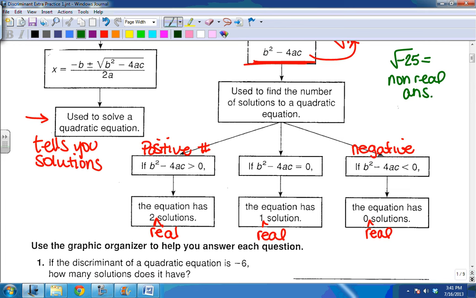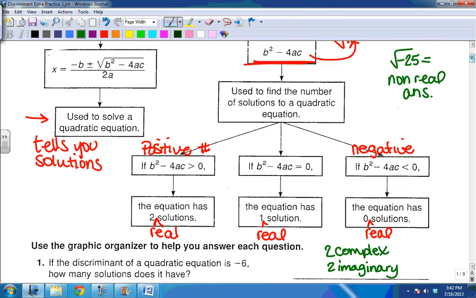So anytime you have a negative under the square root, you can have 0 real solutions, or what's called 2 complex or 2 imaginary solutions. We will learn more about imaginary numbers in the next learning target when we start solving equations. Right now, all you have to know is that you can have 0 real, 2 complex, or 2 imaginary.